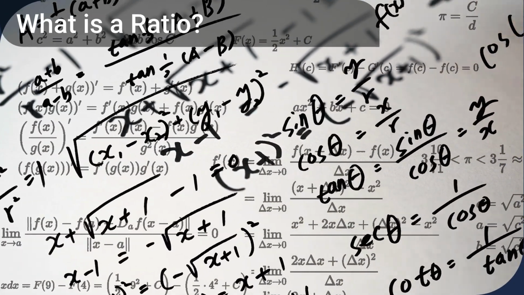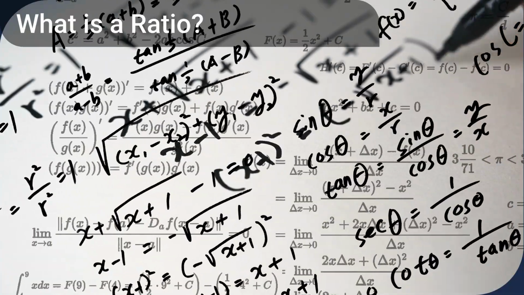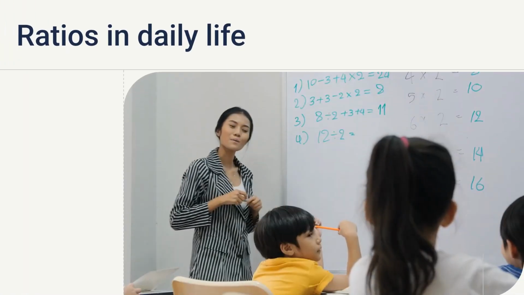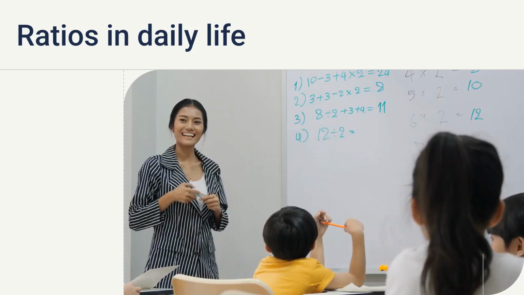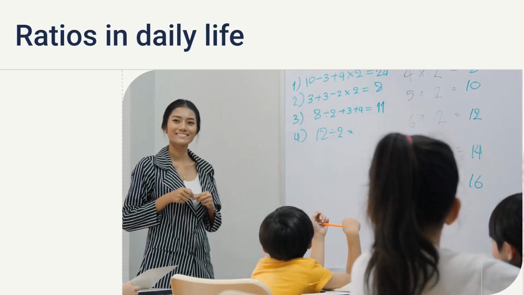So what exactly is a ratio? At its core, a ratio is a comparison between two different things. You use ratios every day without even realizing it. They help us understand proportions in cooking, maps, and even mixing paint.